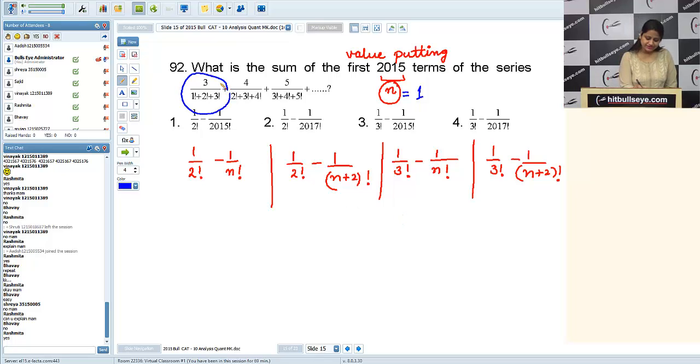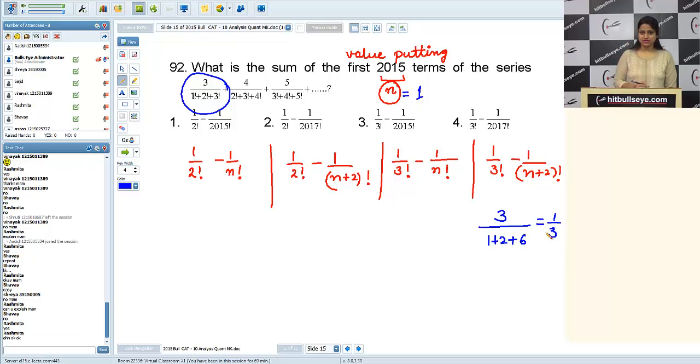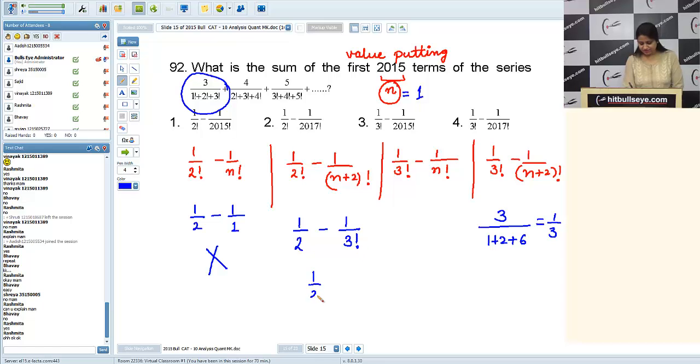What is the sum of one term? This. It will be 3 upon 1 plus 2 plus 6. It will be 1 by 3. So we'll go by value putting. We'll take N as 1 in the options. The option which is giving you 1 by 3 will be the answer. So it will be 1 by 2 minus 1 upon 1 factorial. Obviously that is not the answer. Then you have 1 by 2 minus, you are putting this. So it will be 1 by 2 minus 1 by 6. Is it okay? I think that is clear now, Rashmita.